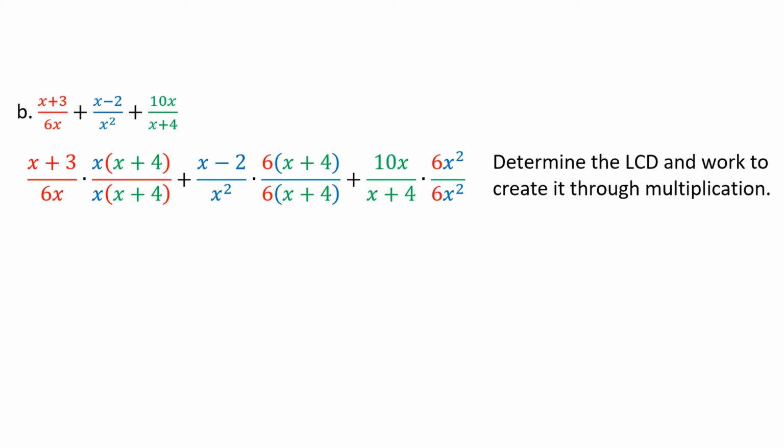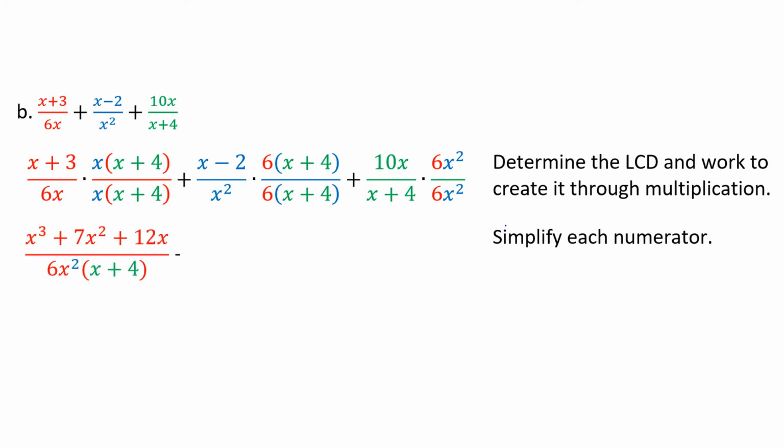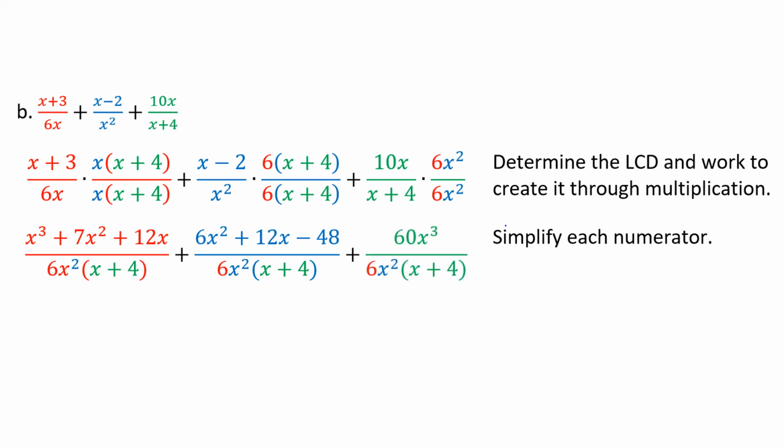Now the numerators are a little bit messy, so we need to simplify each. Our first step, we're going to multiply all 3 expressions, x plus 3, x, and x plus 4. I personally would probably FOIL the 2 binomials and then distribute the x. For the second, I probably would do the same thing. I would multiply x minus 2 and x plus 4 together and then distribute the 6. And finally, for the third, I'd multiply 10 times 6 and x times x squared.